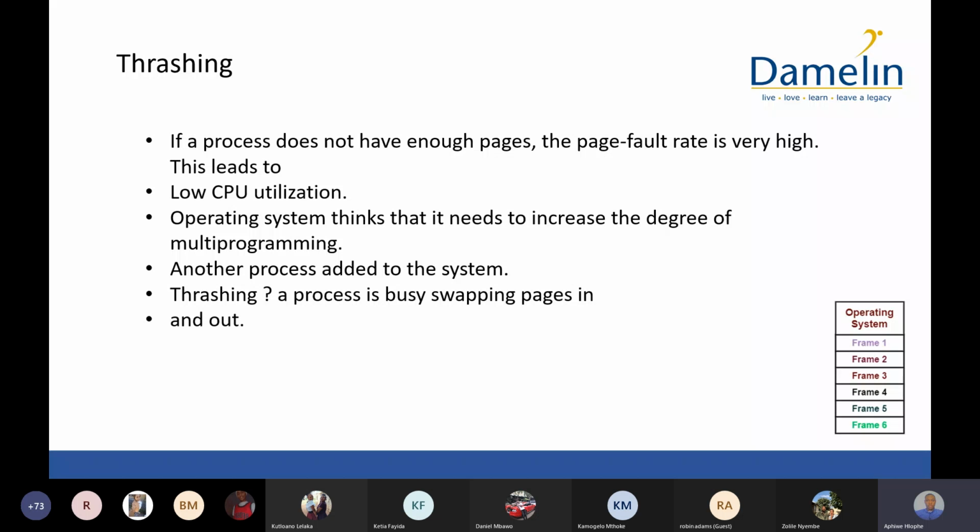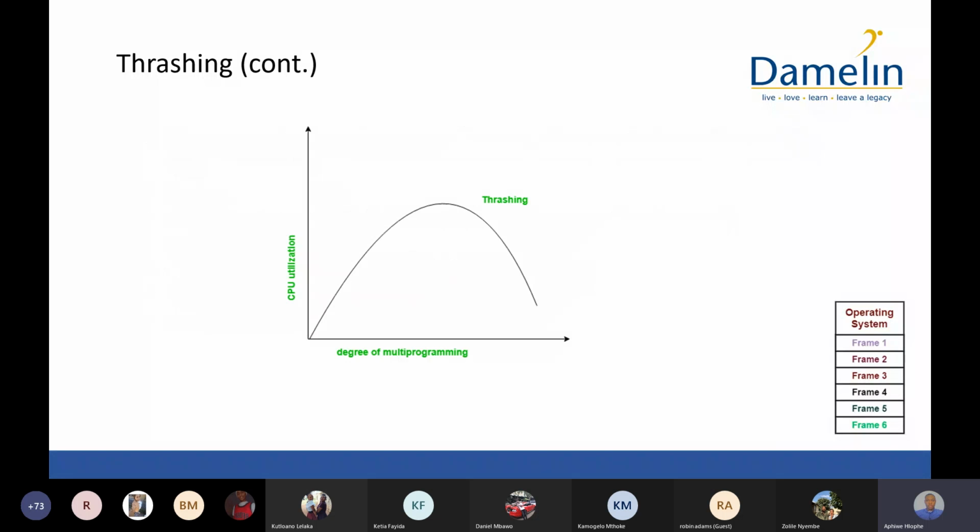The final concept we talked about was the concept of thrashing. If a process does not have enough pages, the page fault rate is very high. This leads to low CPU utilization. The operating system thinks that it needs to increase the degree of multi-programming, so another process is added to the system. Thrashing: a process is busy swapping pages in and out. I just want to show you this slide.